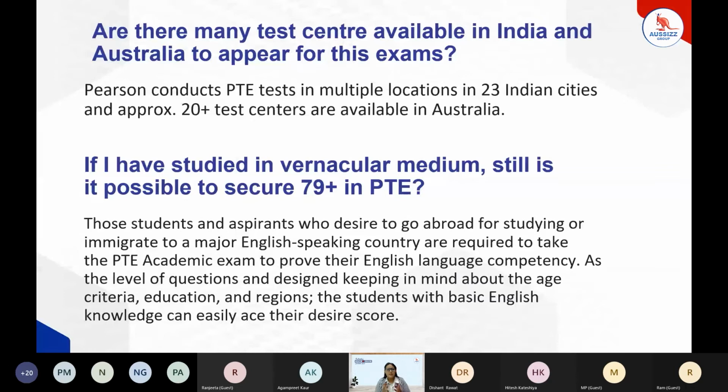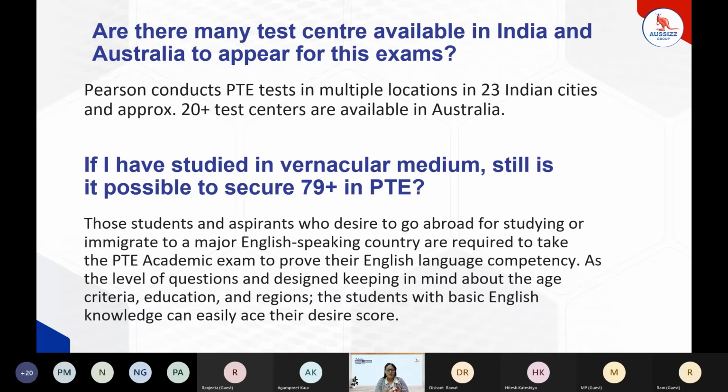Coming up, how many test centers are there? Because that is one of the most important questions, especially in the COVID situation, wherein everyone is struggling to just appear for the exams. So I would say there are 23 cities which do have test centers. So it is just about the cities. They have multiple test centers. At the same time, Australia has about 20 plus test centers.